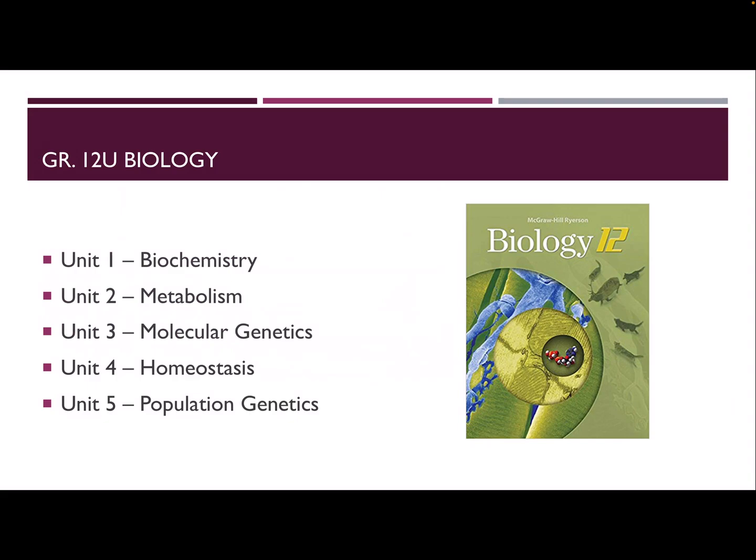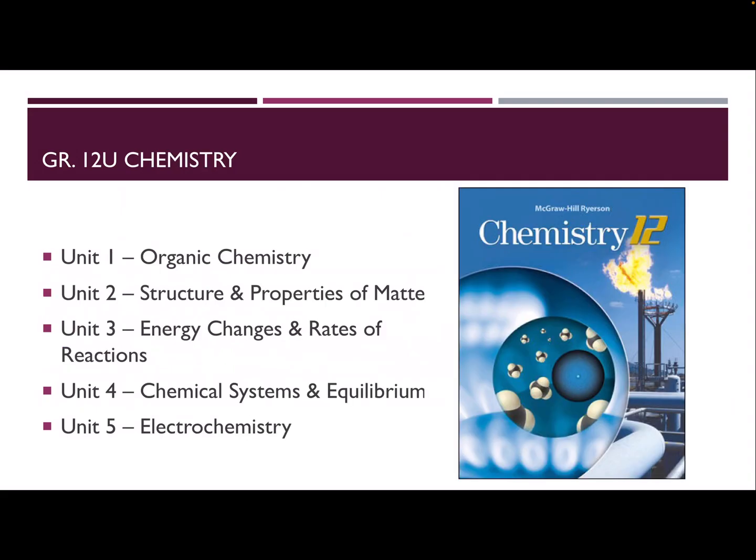Our first unit is called biochemistry, which merges biology and chemistry together for the first time. That's one of the reasons why we do recommend 11U Chem. There is a unit on metabolism, molecular genetics, homeostasis, and population genetics. Again, it takes biology from the concrete and observable patterns we see normally to the abstract, where a lot of these concepts are at the cellular level, and so it is very difficult at times to envision.